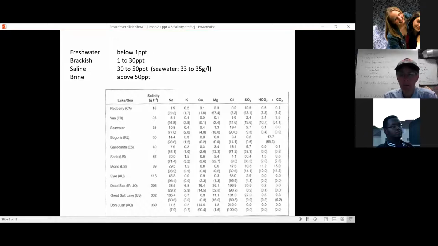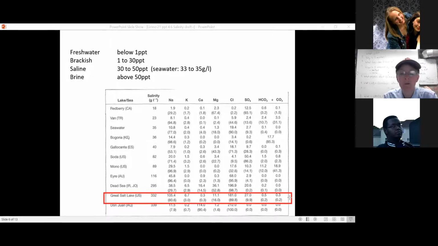And I'm going to pull up my little annotate tool in case this is all visually like you're like, what? Okay, so here we go. Here's the Great Salt Lake. There we go.